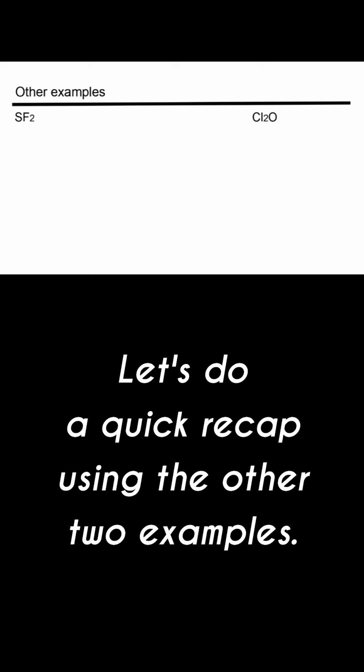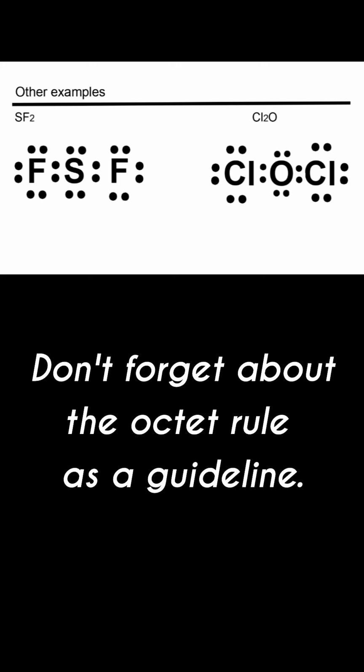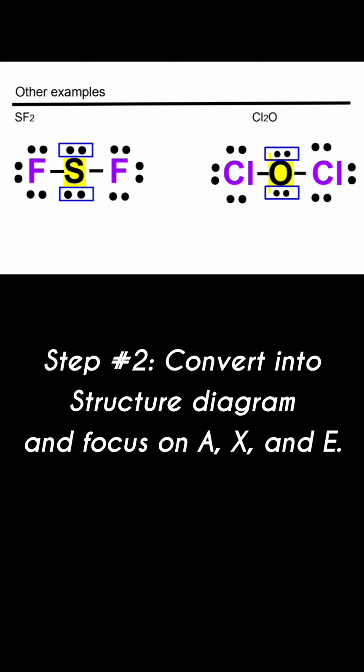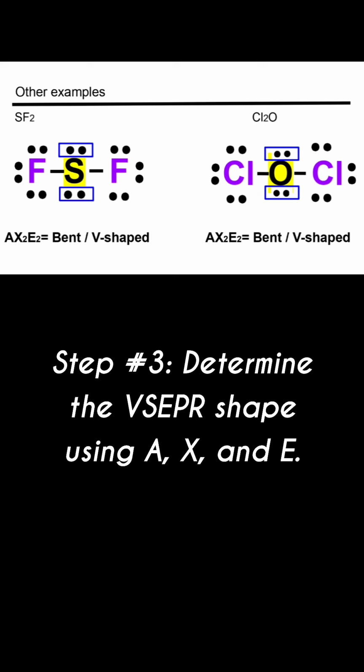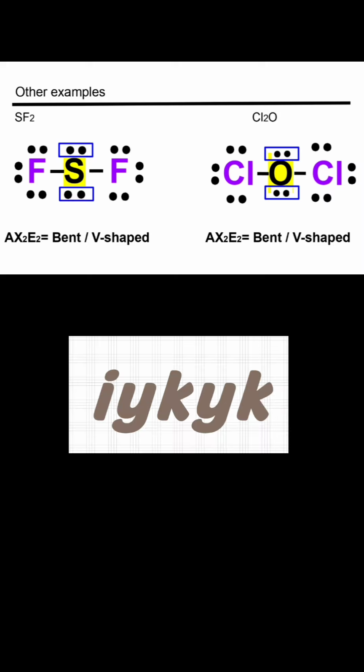Let's do a quick recap using the other two examples. Step number 1, Lewis dot diagram. Don't forget about the octet rule as a guideline. Step number 2, convert into structural diagram and focus on A, X, and E. Step number 3, determine the VSEPR shape using A, X, and E. Then the three-dimensional shape. If you know, you know.